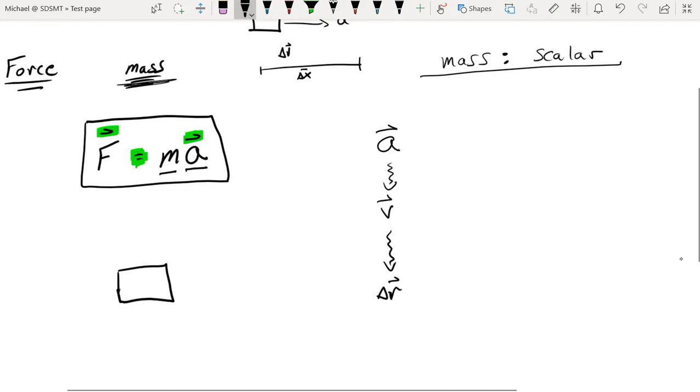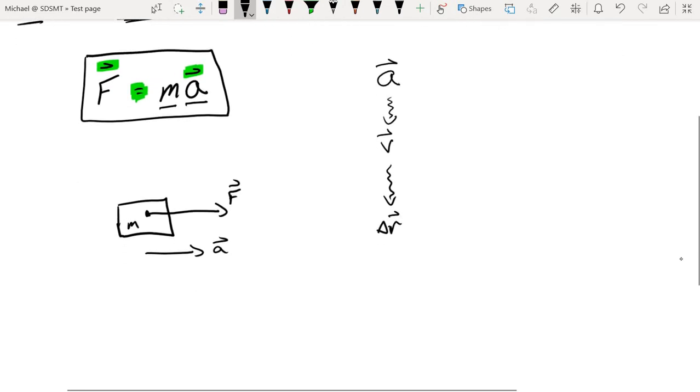So if we take a block of mass m and we apply a force to it, we will then see that mass begin to accelerate in the same direction as that force. The rate of that acceleration will be based on the ratio of force to mass.